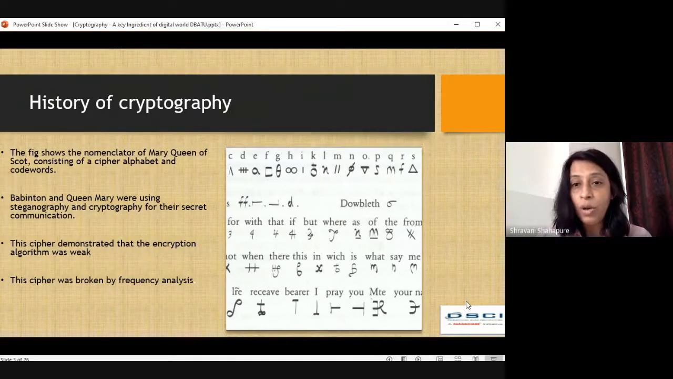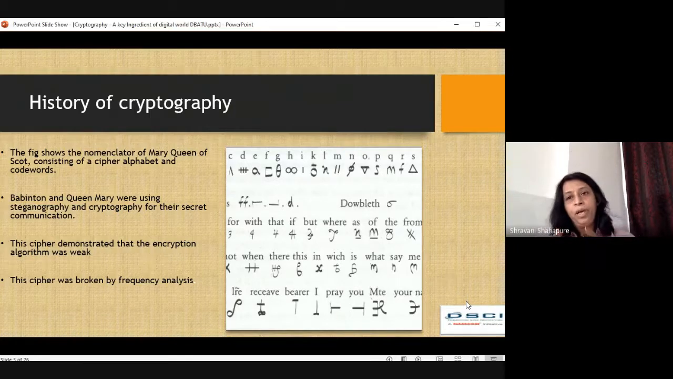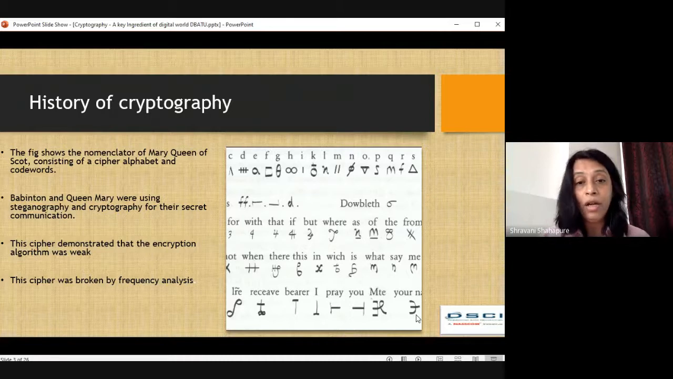You can see that C is denoted by one symbol, D is denoted by another symbol, four is there with some letter. So this kind of nomenclature, a cryptographic form, was used by Queen Mary. She was very smart. And just think, if this letter had not been deciphered by Thomas, history would have been very different. Queen Mary, instead of Scots, could have been the Queen of England, and Queen Elizabeth would have been executed.